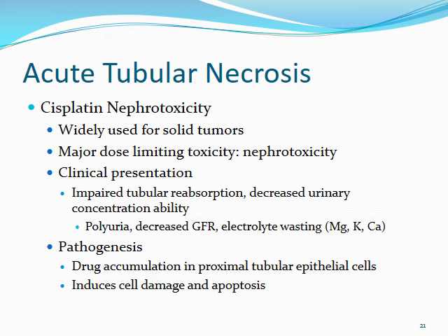And the major dose-limiting toxicity we're going to see here is going to be the nephrotoxicity. Typically what you end up seeing is this kind of impaired tubular resorption, and so you're going to be seeing decreased ability for the kidneys to really concentrate the urine. So you're going to be seeing polyuria, decreased GFR, and then a lot of electrolyte wasting. So you're going to see hypomagnesemia, hypokalemia, hypocalcemia.